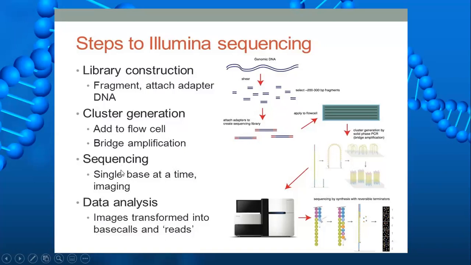The next step is sequencing. So sequencing is carried out a single base at a time, and the unincorporated bases are washed away. The image of fluorescence is captured from each cluster of the flow cell once the laser causes excitation of the fluorophores. Then finally, we have data analysis, and these images are then transformed into base calls or reads. And in this manner, the sequence of bases can be determined.